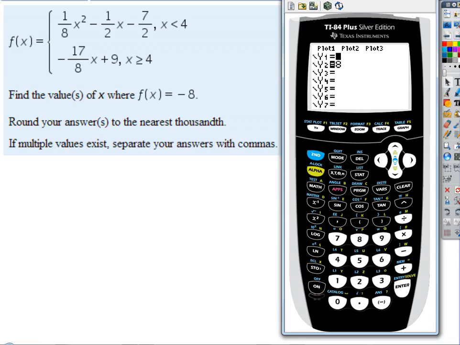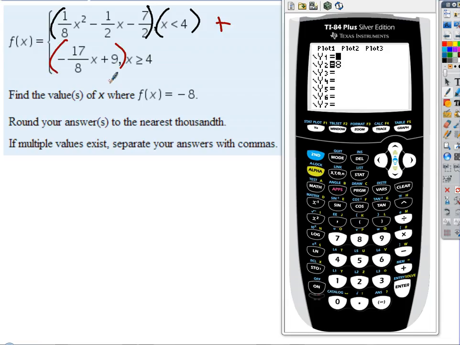The way we do that, remember, is we're going to put a set of parentheses around the function, the first piece. Next to that, we'll put a set of parentheses around its domain, right? And then you add it to the other one. And then I'm just gonna add that to a set of parentheses around the second piece, next to another set of parentheses around its domain. Right? Does that make sense? And then the second line, y2, I would just make -8, exactly.